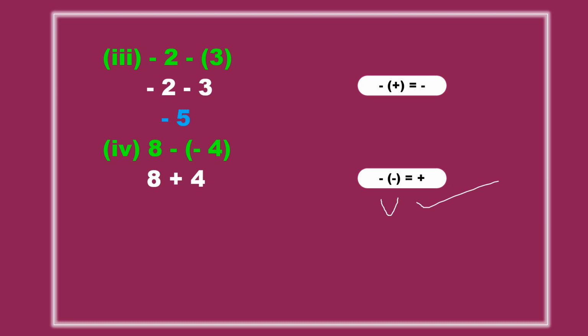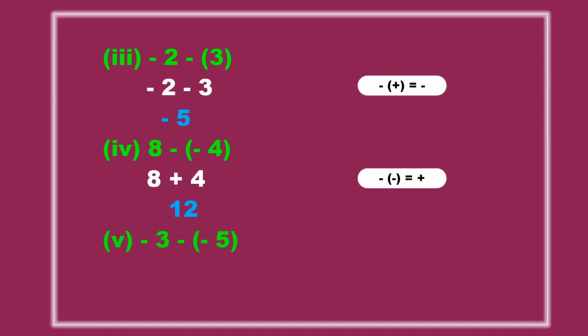Now 8 plus 4, both are under addition, both are under the plus symbol. 8 is not having any symbol, which means it is having a plus symbol. 4 is having a plus symbol. Both are plus, so you should do addition. So 8 plus 4 is 12. Both are having the same symbol, so the answer will be given the same symbol. Both are plus, so your answer will also be plus. Let me take the next example.